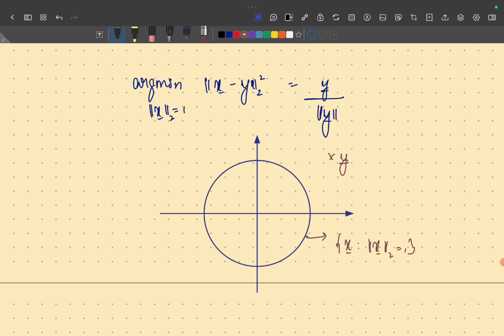Then pictorially, if I just had to draw this, which would be the projected point? Yeah, exactly. So it would be the point at which this line meets the circle, and this is nothing but y by L2 norm of y. The same holds even if y is inside the circular region.